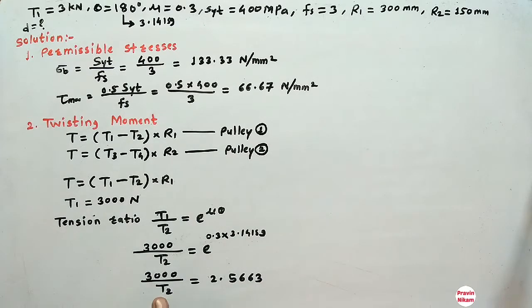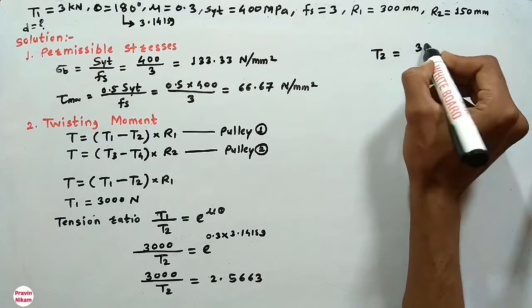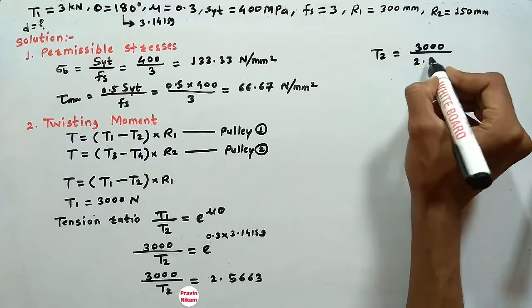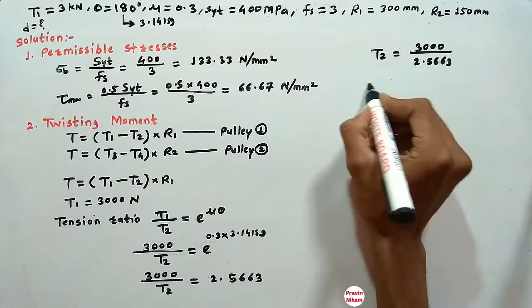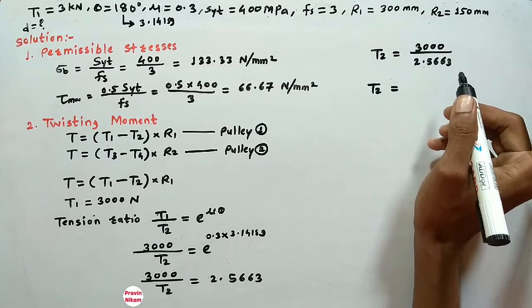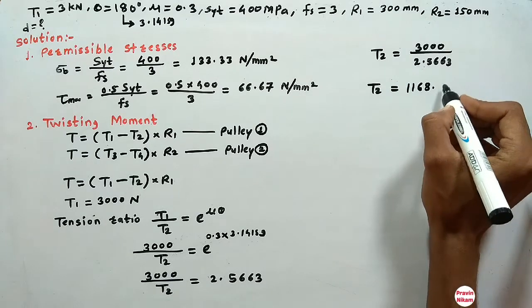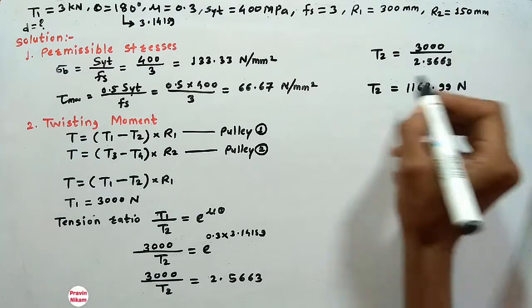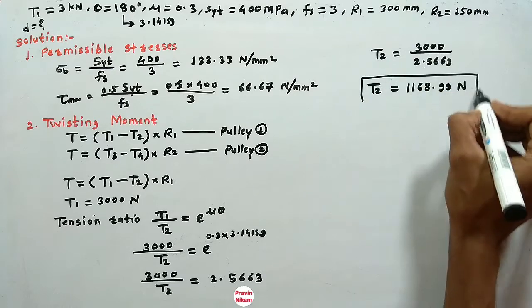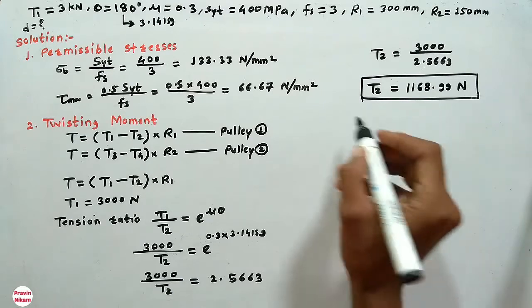2.5663. So T2 goes on this side, 2.5663 goes on denominator. So T2 is equal to 3000 divided by 2.5663. So the value of T2 becomes 1168.99 Newton.